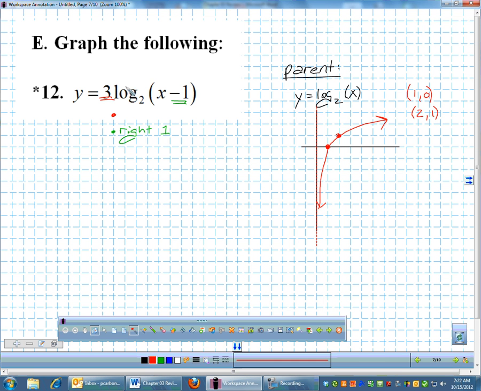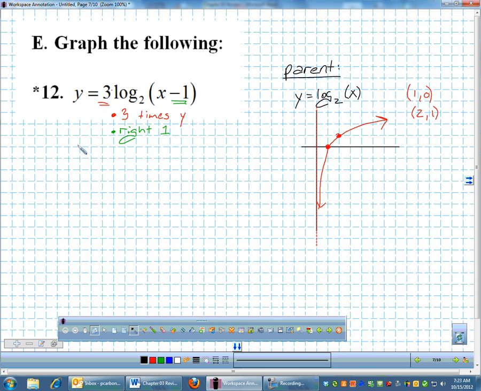But before I shift, I see this 3 times the log of that stuff. The 3 is on the outside. That means it's going to change the y's. And we do the exact same that it looks like. So if it says 3 times something, then it's going to be 3 times the y coordinates.